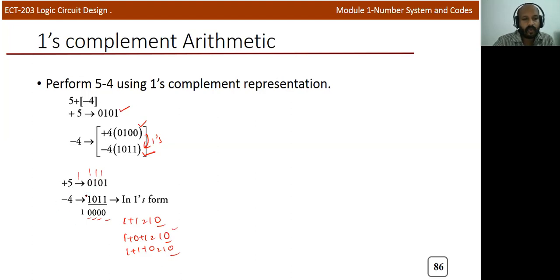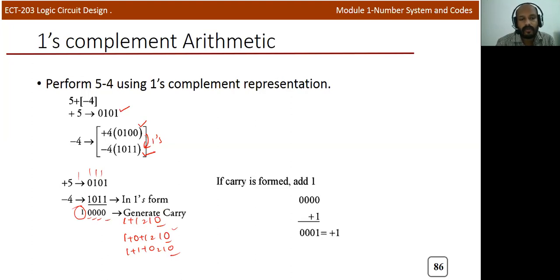And in the case of one's complement, when there is a carry, don't discard this particular carry. We need to perform one more operation. If a carry is formed in one's complement addition, please add this 1 to the result. Actually we are performing 4-bit operation, and now we are getting 5 bits. So the 5th bit, which is going out as a carry, we'll add this 1 to the answer. So 0 0 0 0 plus 1, so you are getting 1. So this is your final answer.